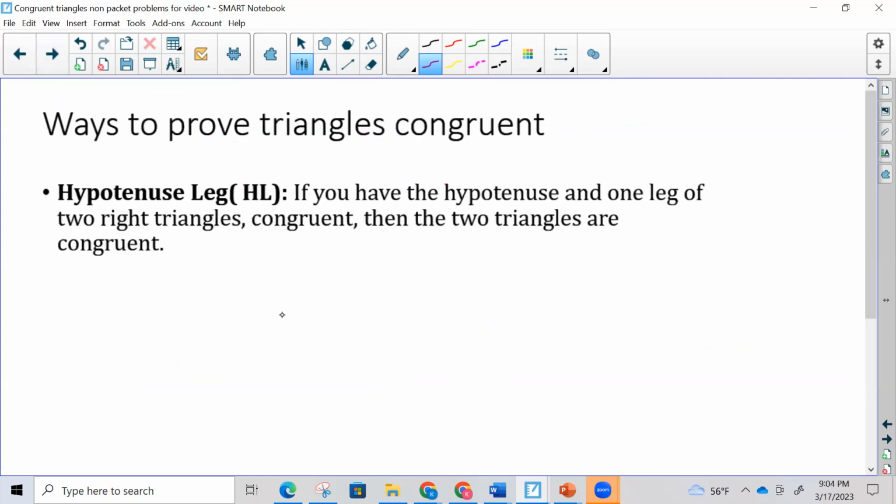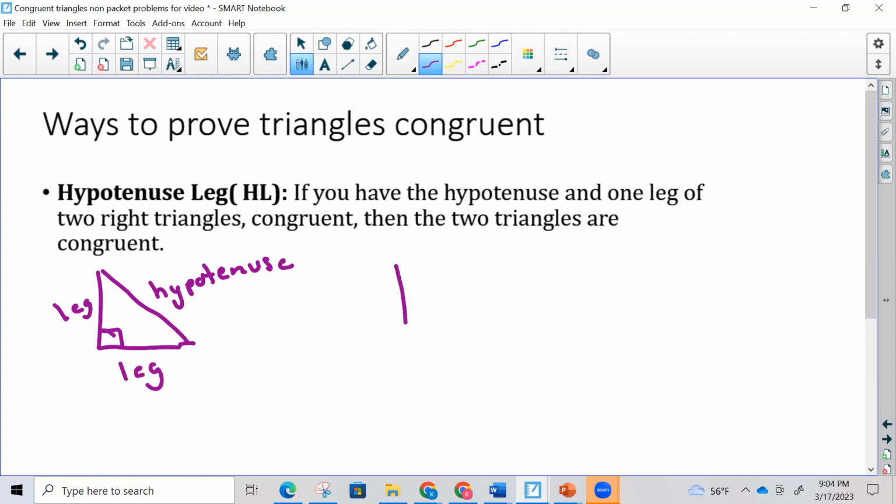And then the last one doesn't come up as often, but the last one is called HL, hypotenuse leg. And this only works for right triangles. So if you have the hypotenuse and one leg of two right triangles congruent, then the two triangles are congruent. Just a reminder from a right triangle, the hypotenuse is always the side that's across from the right angle. And the other two sides that create the right angle are called the legs. So, hypotenuse leg.